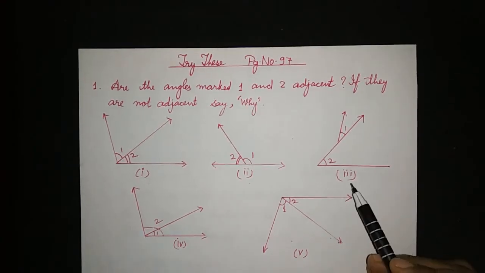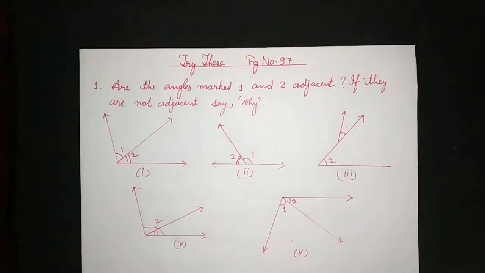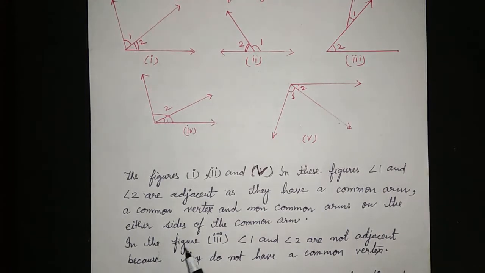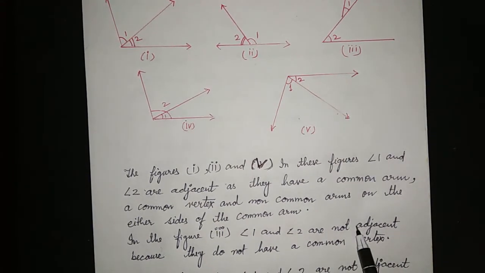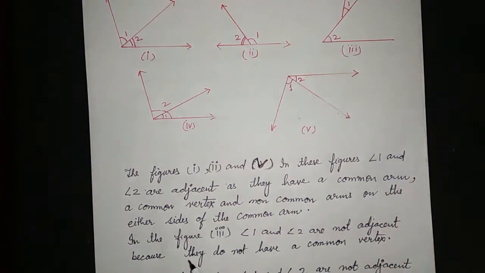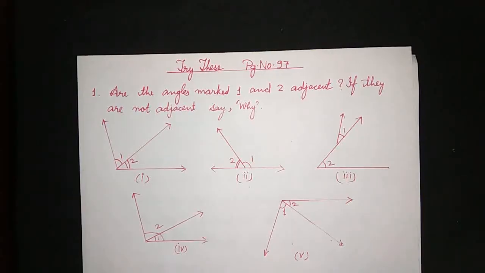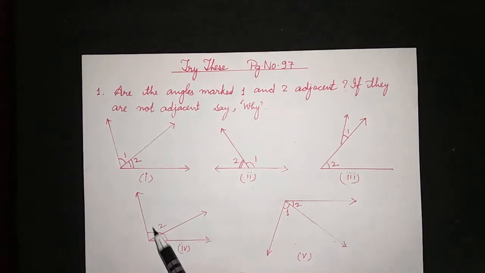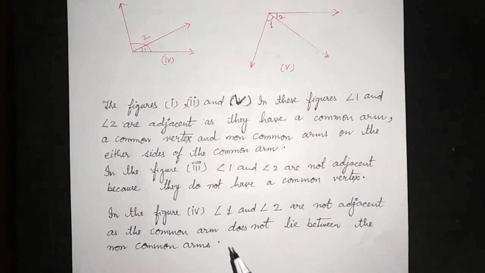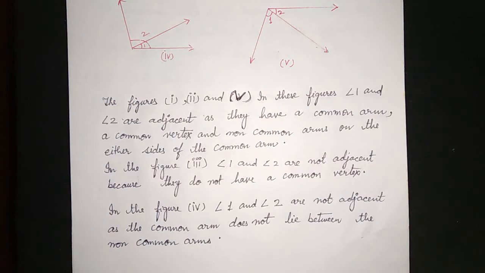And for the third part, what you have to write? For the third part, you will write angle 1 and angle 2 are not adjacent because they do not have a common vertex. Now for the fourth part, what you have to write? For the fourth part, you will write angle 1 and 2 are not adjacent as the common arm does not lie between the non-common arms.